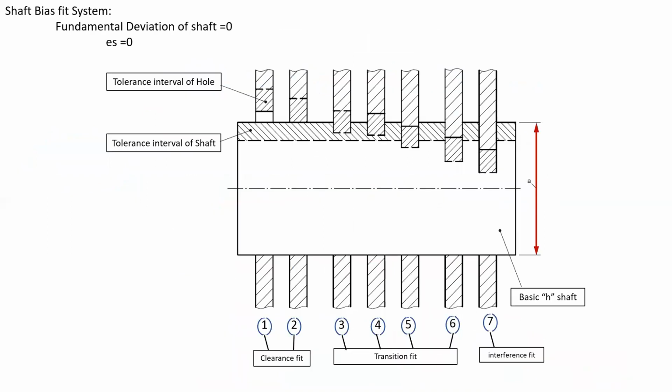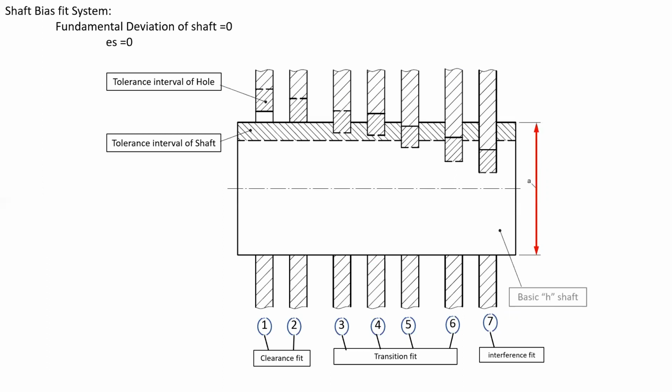Now let's discuss shaft bias system. For the shaft bias system, the fundamental deviation of shaft will be equal to 0. So in the diagram, we can see a basic H shaft. For the basic H shaft, the upper limit of size of shaft will be equal to the basic size, or the upper deviation of the shaft will be equal to 0.